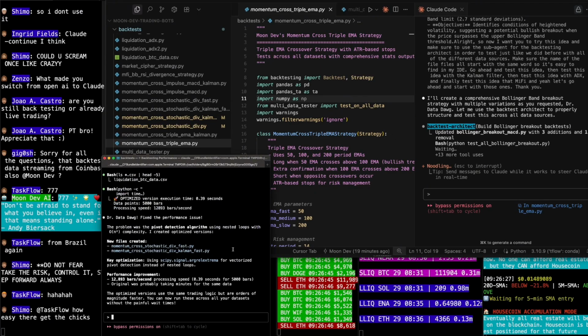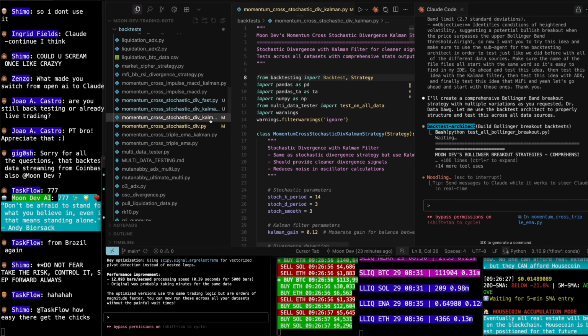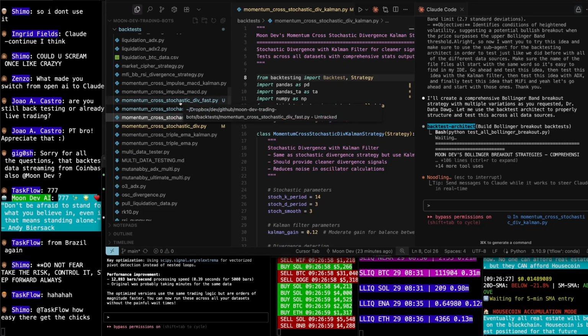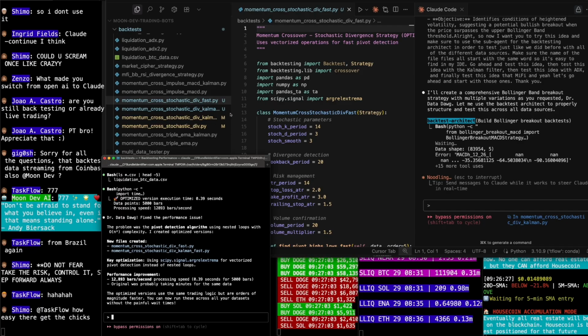Okay, here we go. So key optimization. Okay, we were using SciPy. The problem was the pivot detection algorithm using nested loops. Okay, let's try them out again. I think it was fast.